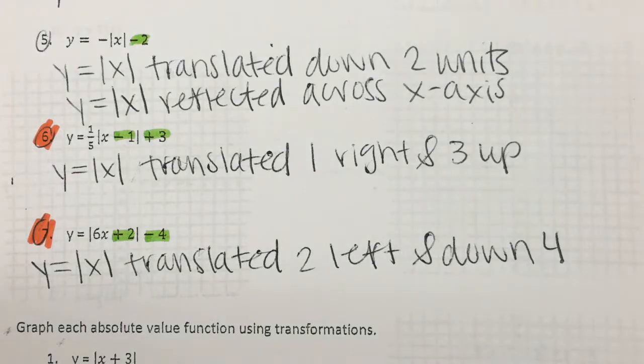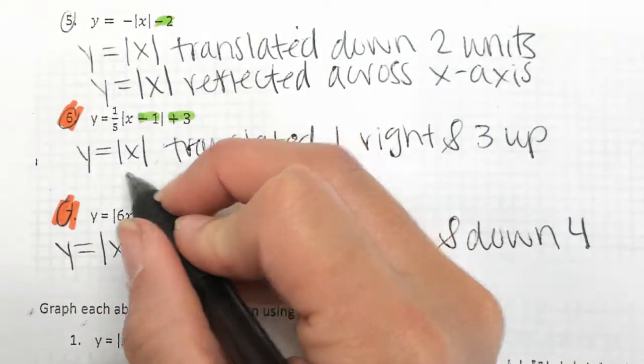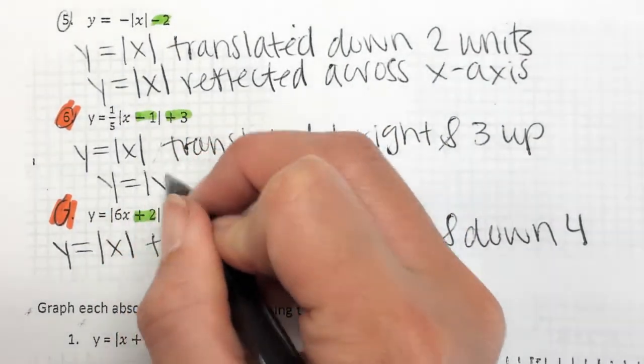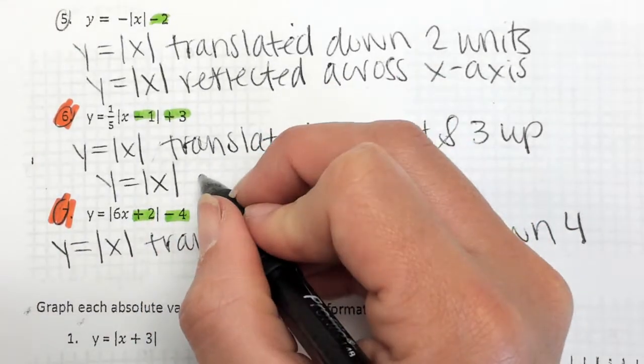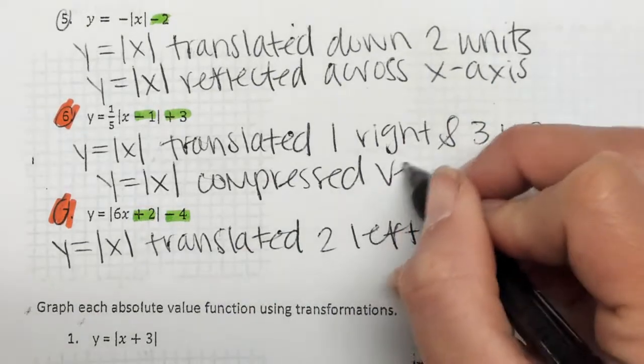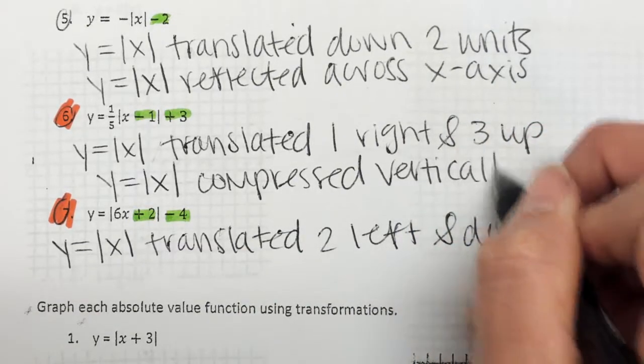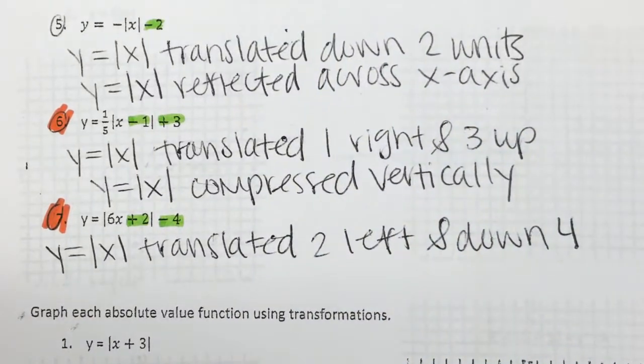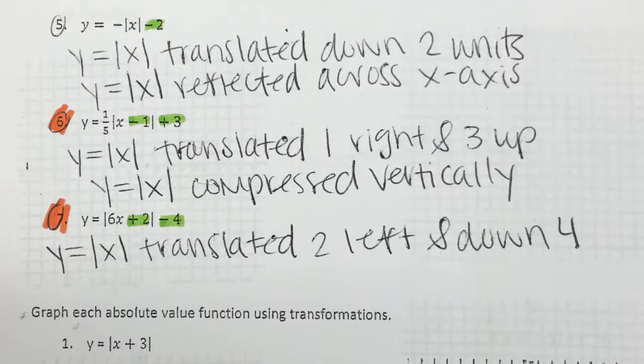Alright, so Evan, I already called on y'all's group, sorry. Darius, what y'all have for number 6? Y equals the absolute value of x compressed vertically. What do y'all think? Do y'all have the same thing? Yes? Because the 1/5, is it on the outside or inside? Outside, and it's between 0 and 1. Any questions on that one?